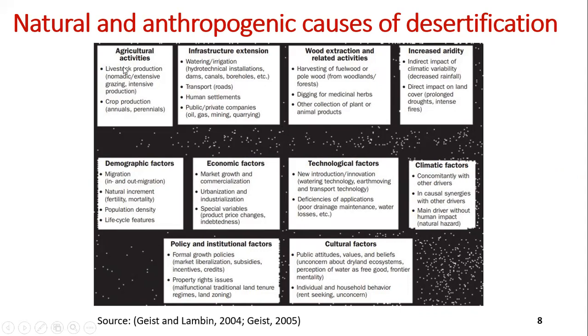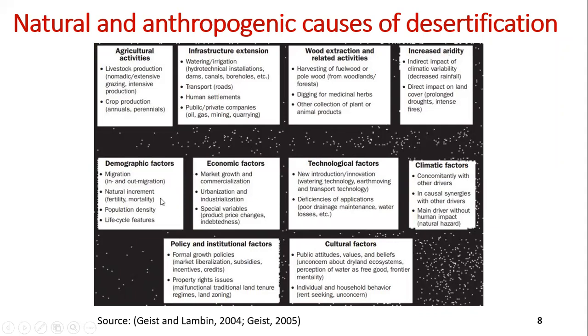So we have agricultural activities, infrastructure extension, wood extraction, increased aridity, demographic factors, economic factors, technological factors, climate factors, policy and institutional factors, and cultural factors. So here are some examples of the factors, but let us build a story from these factors. Now, let's see how these factors are interlinked and make a story.